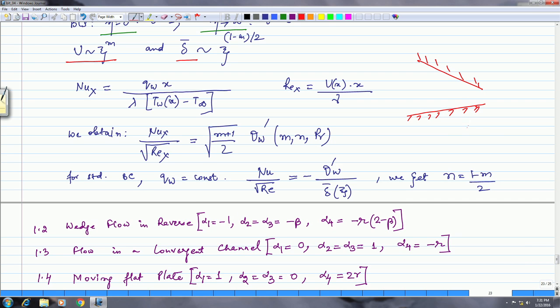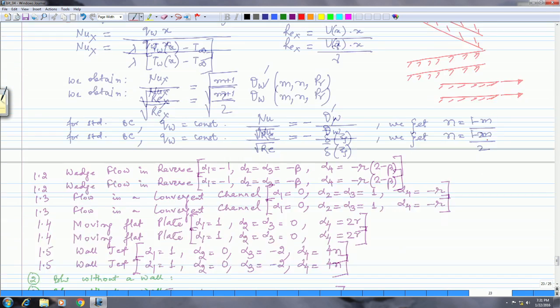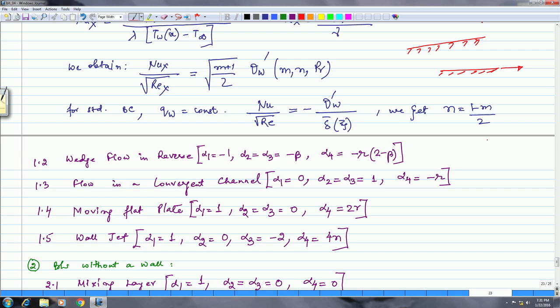Then you have a moving flat plate. So you have a flat plate which is moving, and there is a boundary layer forming. And then of course there's a wall jet. So there is actually a solid wall on which the boundary layer is forming. This is more intuitive. This is what we've been doing, flat plate and things like that, right?